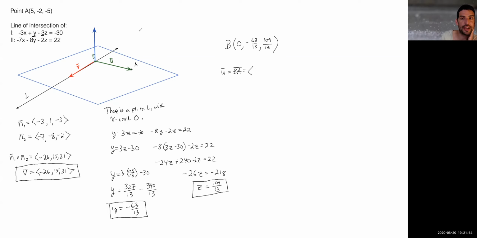So we take the coordinates of A and subtract the coordinates of B. So I'll get 5, negative 2 minus negative 63 over 13 makes it a plus, and negative 5 minus 109 over 13. So what do we get? 5, negative 26 plus 63 is 37 over 13. And this one is going to be negative 65 minus 109 is negative 174 over 13. And there is our vector u.